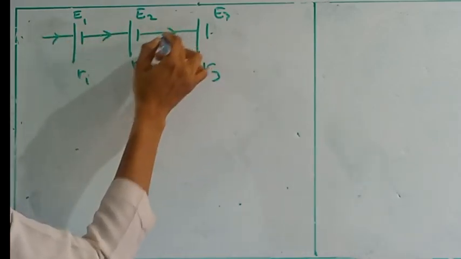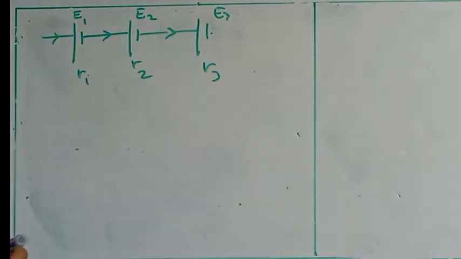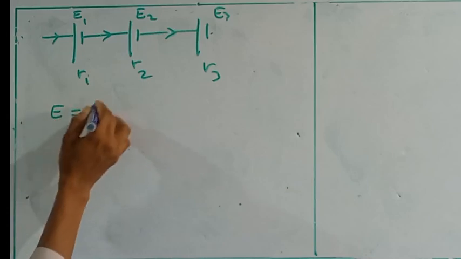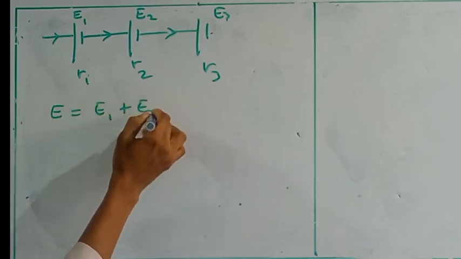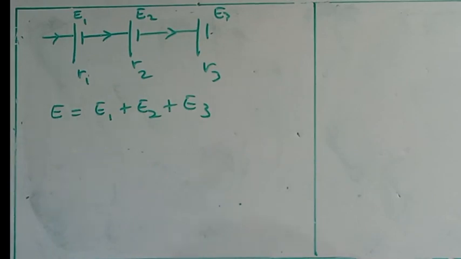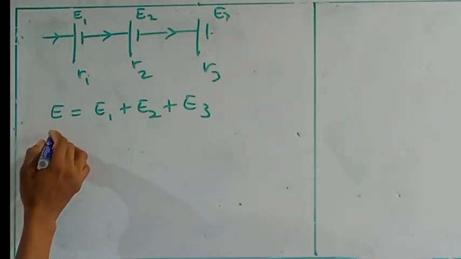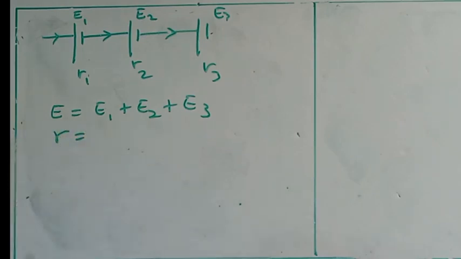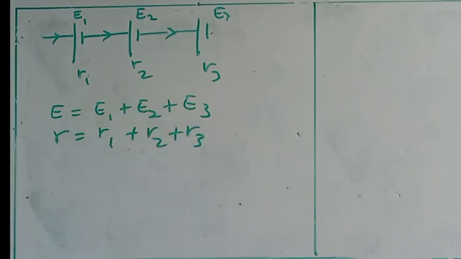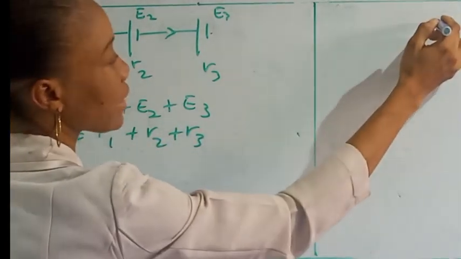These cells are in series. The total EMF will be E1 plus E2 plus E3 for cells in series. And the internal resistance R as well is going to be R1 plus R2 plus R3. That's for cells in series.